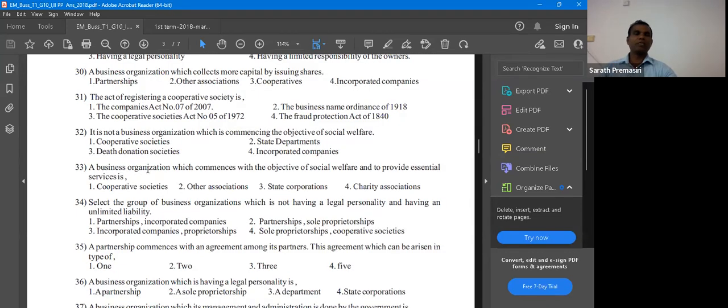33. A business organization which commences with the objective of social welfare and provide essential services. State corporation.